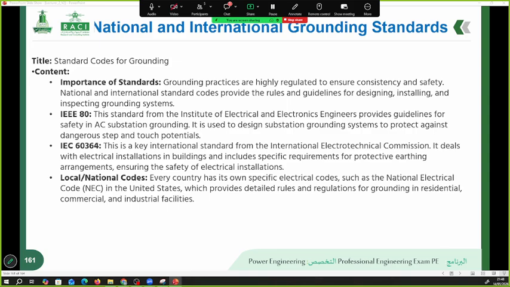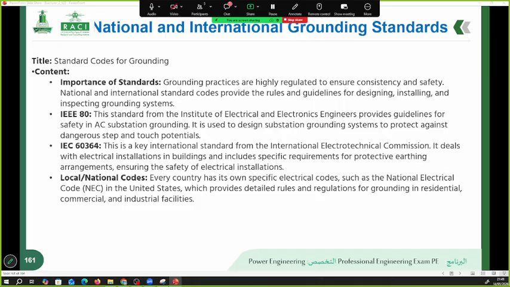This slide emphasizes the critical role of industry standards in the field of electrical grounding. These standards are not just recommendations, they are a set of rules and guidelines that must be followed.